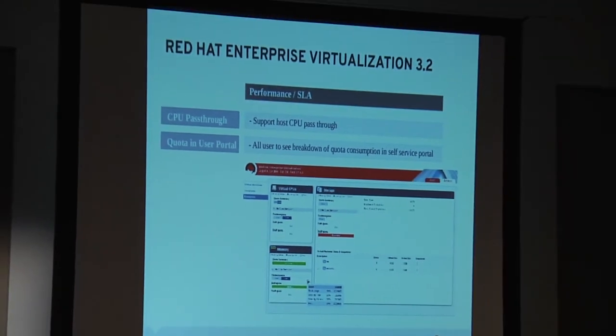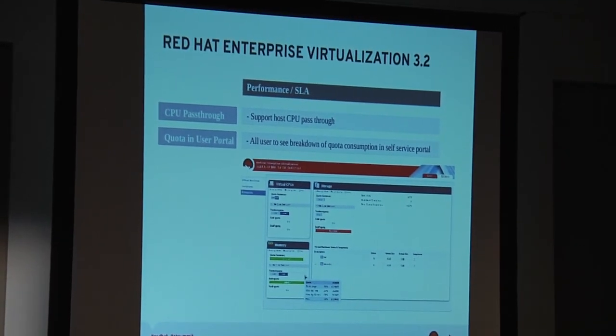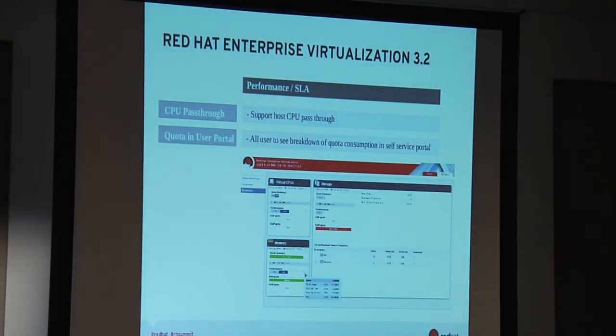CPU pass-through. Today we use a lowest common denominator CPU. If you have a cluster with Haswells and Nehalems, we'll default to the Nehalems across the board. We now allow you to pass the host CPU directly through to the VM rather than going with the abstraction. And quotas: we've had quotas in the UI for quite some time, but now in the user portal, the self-service portal, you can see the quotas that you're consuming or sharing with any colleagues in your team.